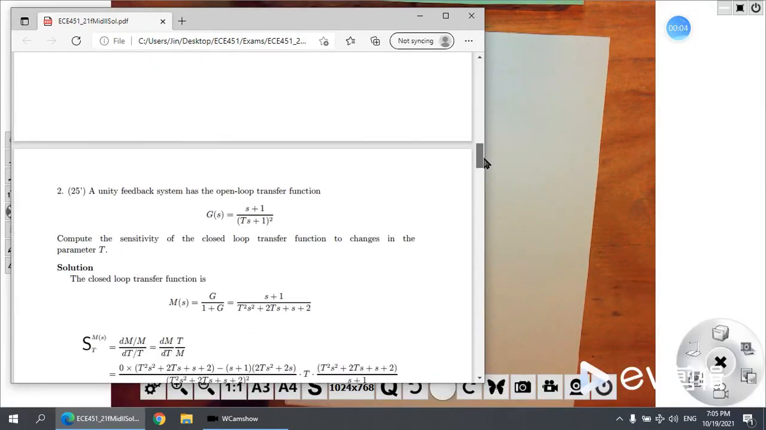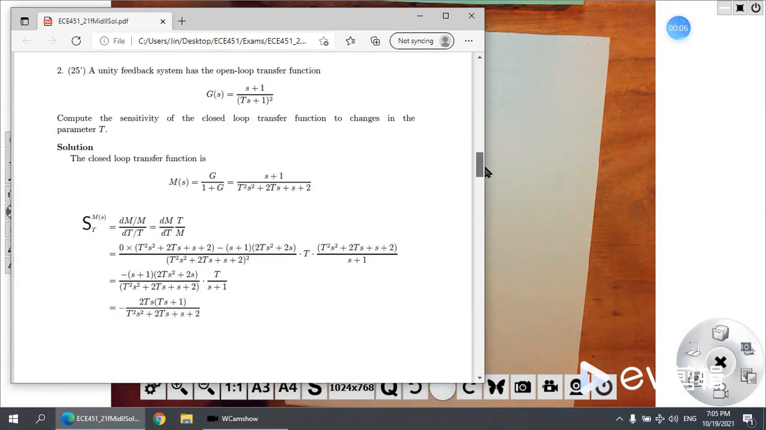Okay, now let's look at problem 2. Here we have a unity feedback system which has an open loop transfer function g of s. This is g of s. This is the plant, right? We need to compute the sensitivity of the closed loop transfer function according to the changes in the parameter t. Here you see we have a parameter t in the transfer function g of s.